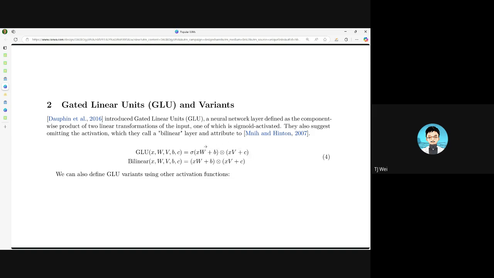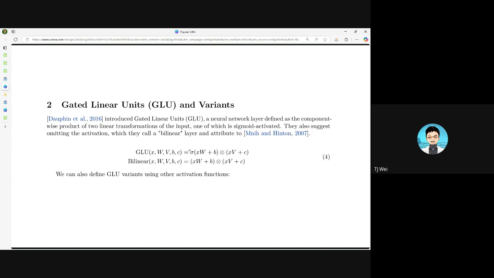This one is the general GLU. In some of the GLU, this might be the sigmoid, and this one might have a hyperbolic tangent or ReLU on it. But in this particular case, they are considering a nonlinearity here and the linearity here. And also they are considering a bilinear layer, sort of like this one.